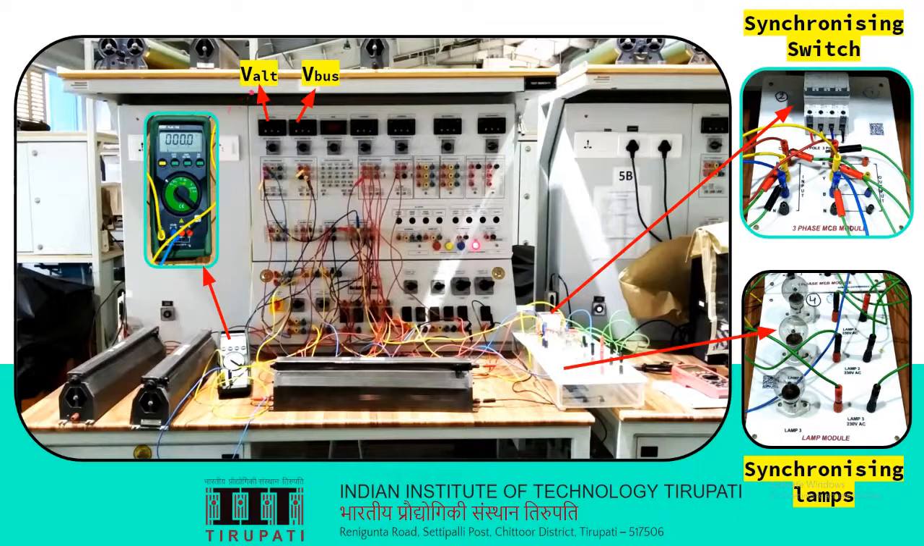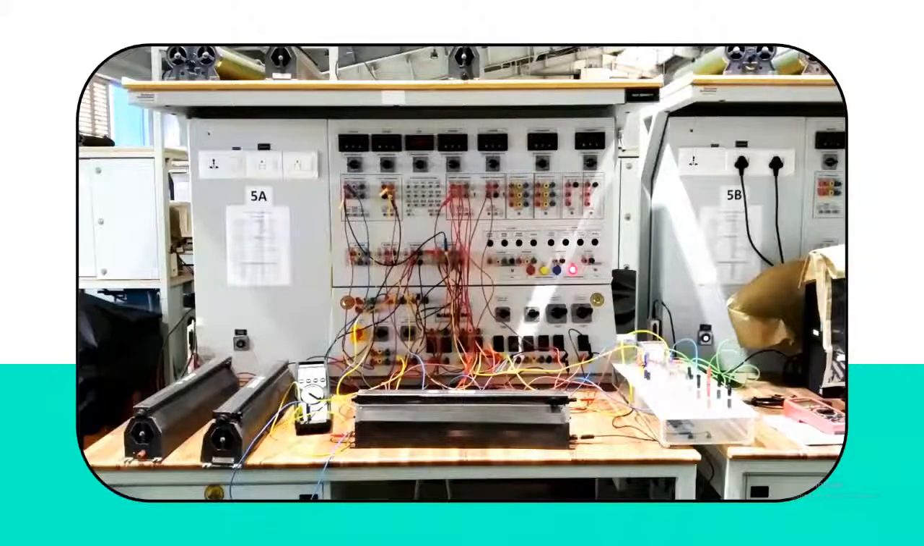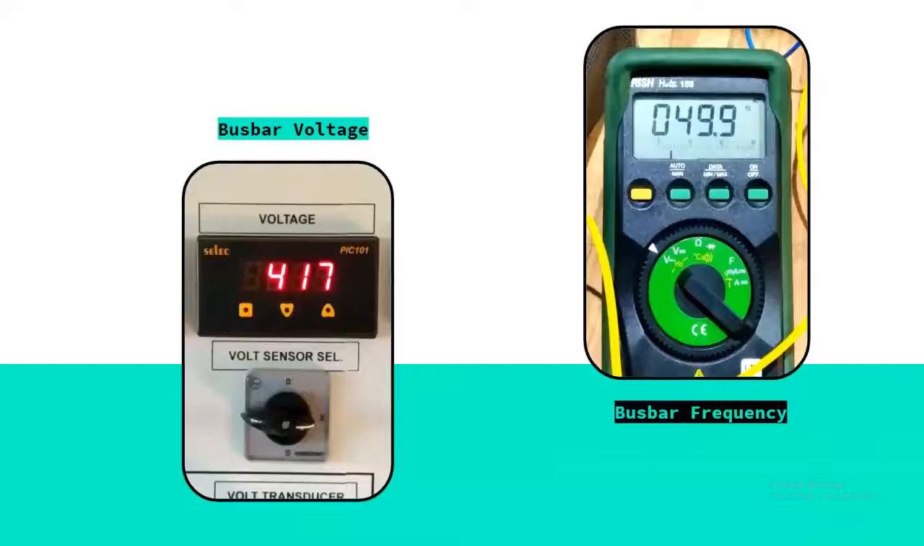The first voltmeter shows the alternator output voltage and the second voltmeter indicates the busbar voltage. Let us start the practical experiment. Before starting the experiment, check the busbar voltage and frequency. Busbar voltage is 417 volts and its frequency is 49.9 Hz, nearly 50 Hz.